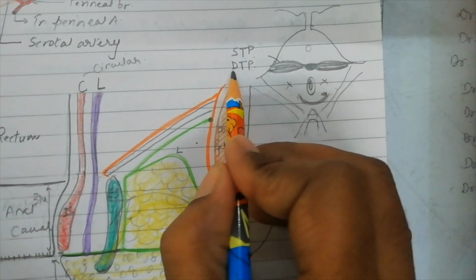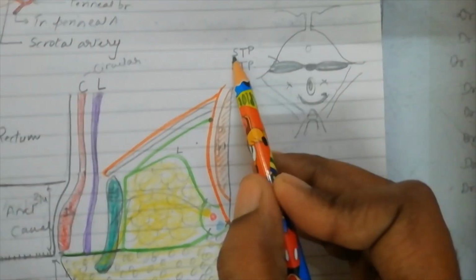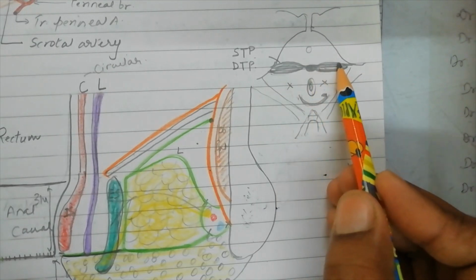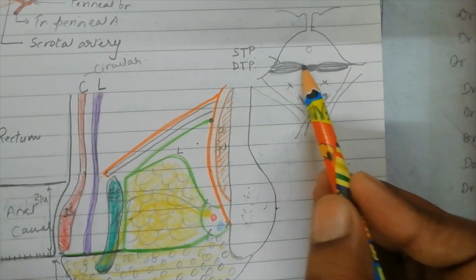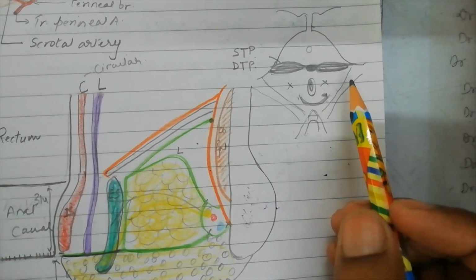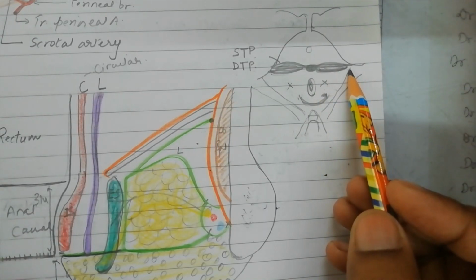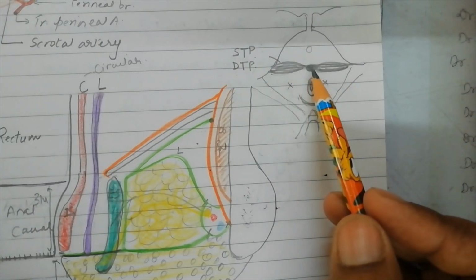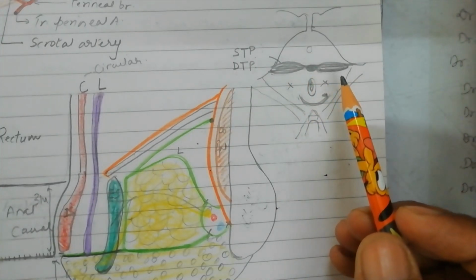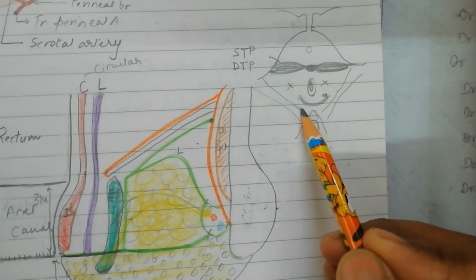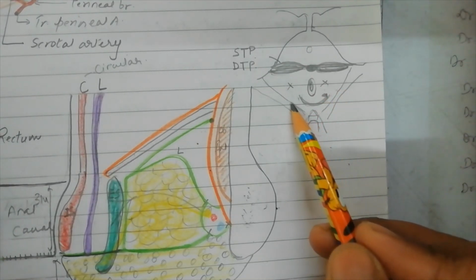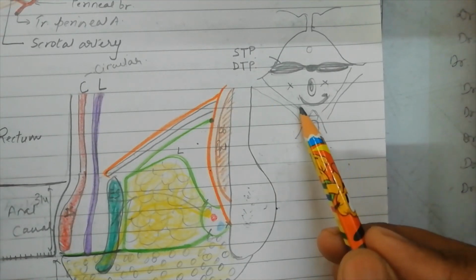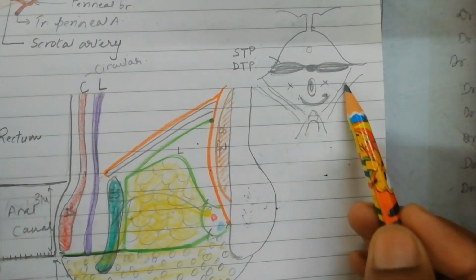Deep lying in the deep perineal pouch, superficial lying in the superficial perineal pouch, and the arrangement is just parallel to each other and in between the three layers of the perineum in the urogenital region. So that is all about the boundary in the front. Then posteriorly, the ischiorectal fossa is limited by the sacrotuberous ligaments. These are the sacrotuberous ligaments.